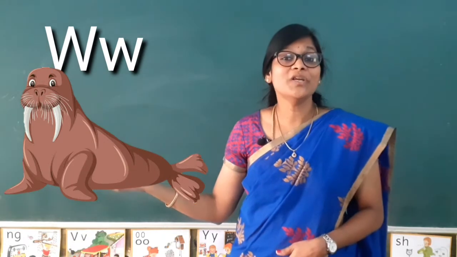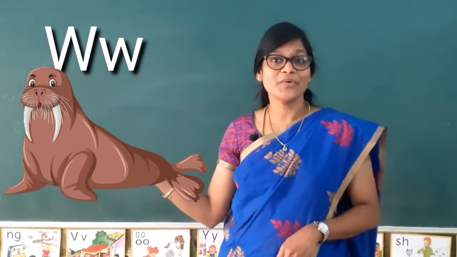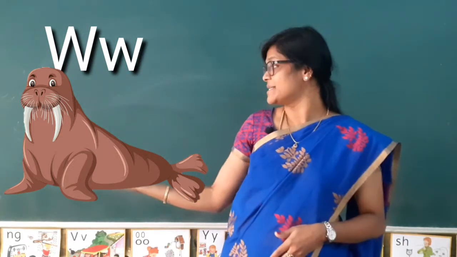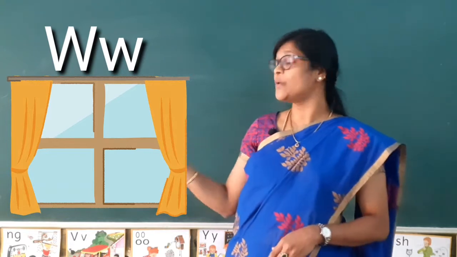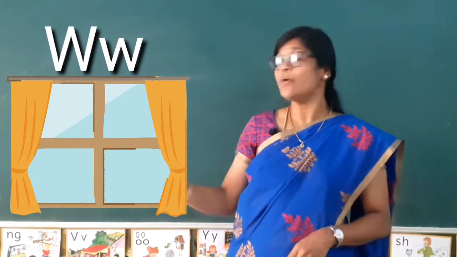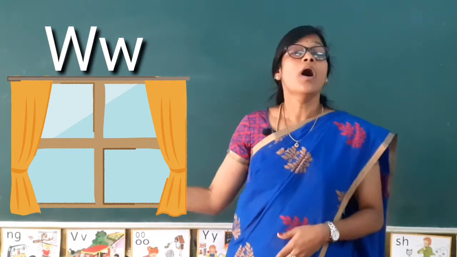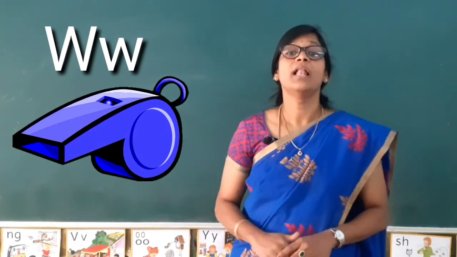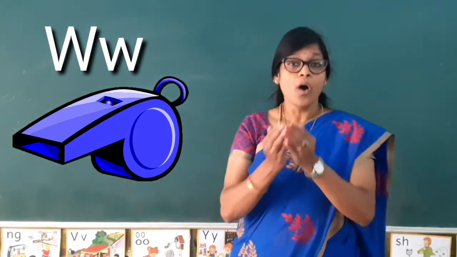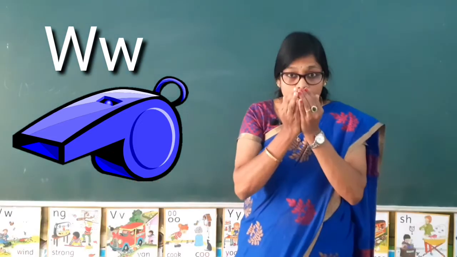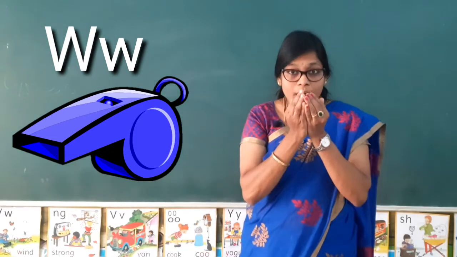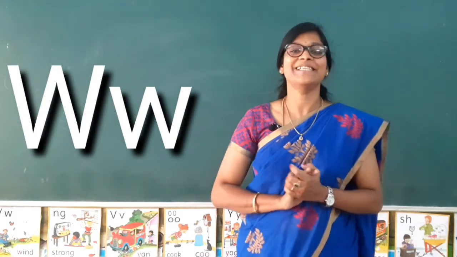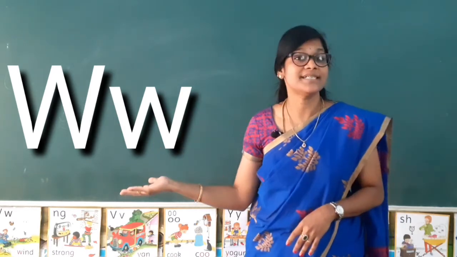W is for walrus. Wuh, wuh, walrus. W is for window. Wuh, wuh, window. W is for whistle. Wuh, wuh, whistle. Very good, kids. I hope you would have identified the pictures which start with the letter W.